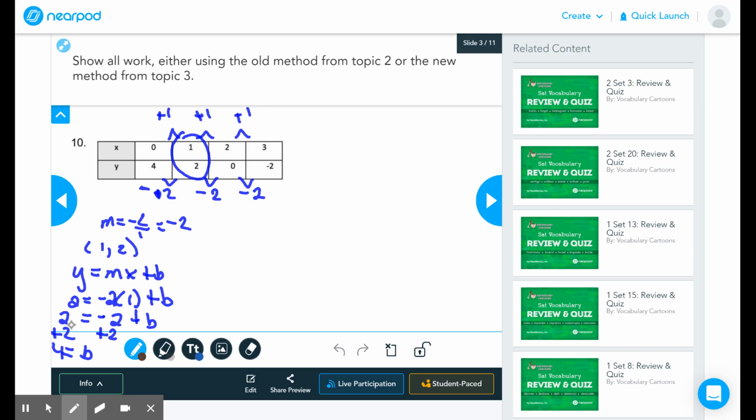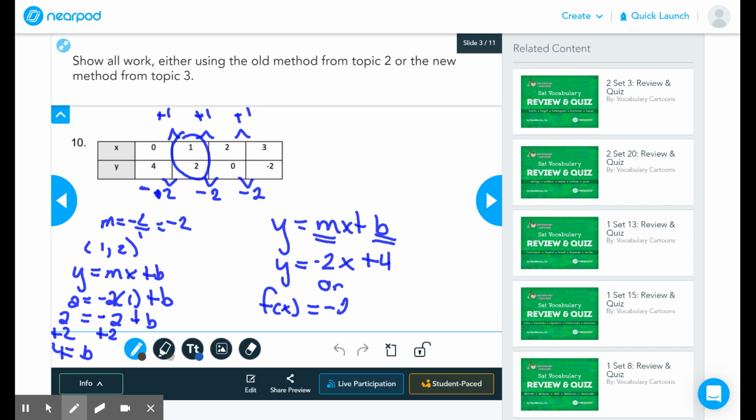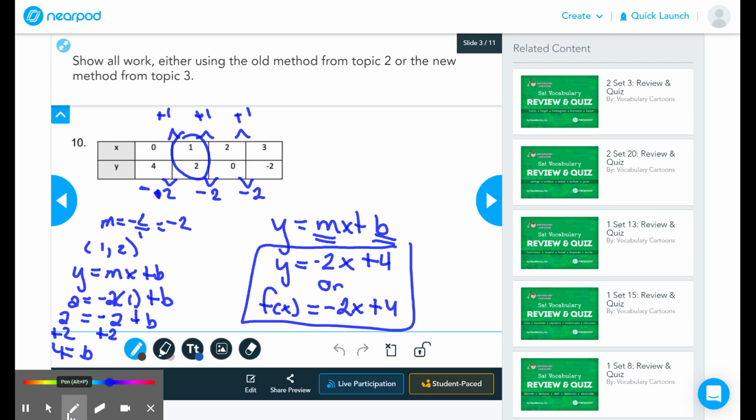Now remember, the first thing that you need to do is replace the items that you just found. The whole point of doing that was to find the m and the b. So in this case, we found y equals negative 2x, and then our b value was plus 4. Or you could write it in function notation. So either way works. And even if you did it the old way, you should still get the same answer.